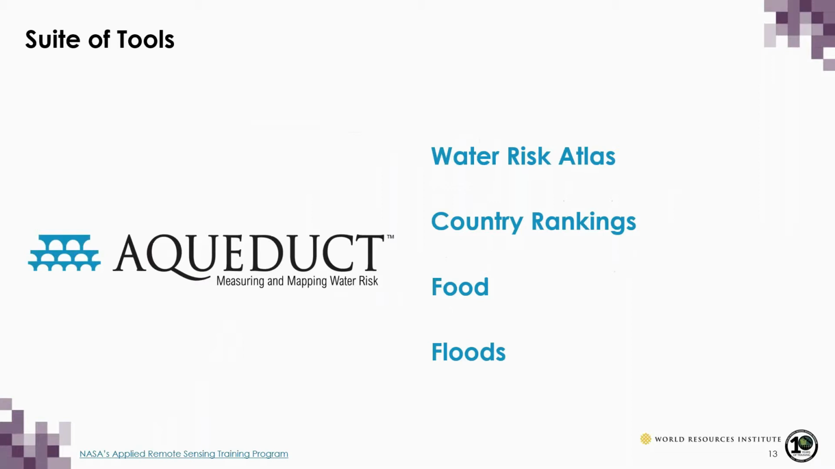Our new suite of tools includes updated versions of the Water Risk Atlas and Aqueduct Floods. It also includes 2 new tools, Country Rankings and Aqueduct Food. Right now, only the Water Risk Atlas and Country Rankings have launched. Aqueduct Food and Floods will be available this fall. Each of our tools was designed with a specific audience in mind. We recommend choosing your tool based on the information and functionality that you need.